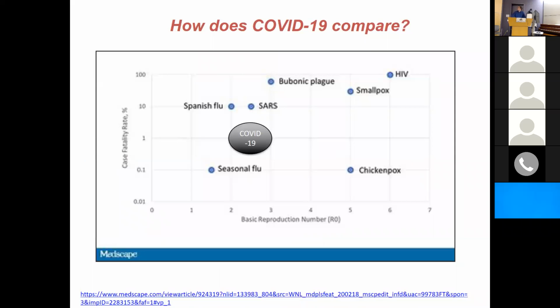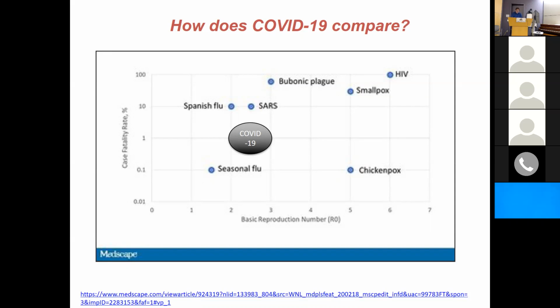Now, how does COVID-19 compare? Now you're all experts with R0, which is here at the bottom from 0 to 7, and the case fatality rate from 0.01 to 100%. And you see it sits somewhere between seasonal flu, SARS, and Spanish flu, so the 1918 influenza pandemic. So fatality rate probably somewhere in the range of 1 to 2%. We don't really know it yet.